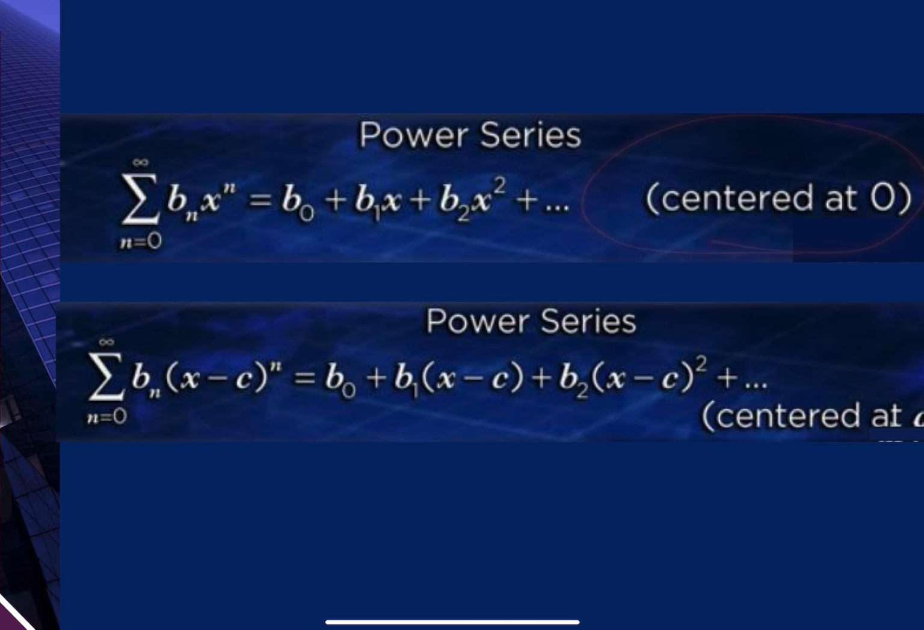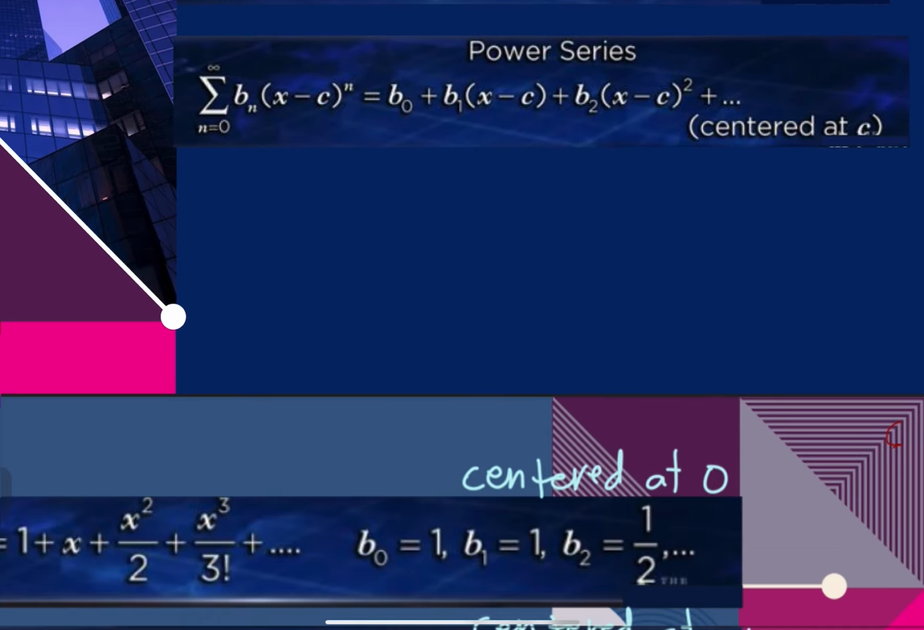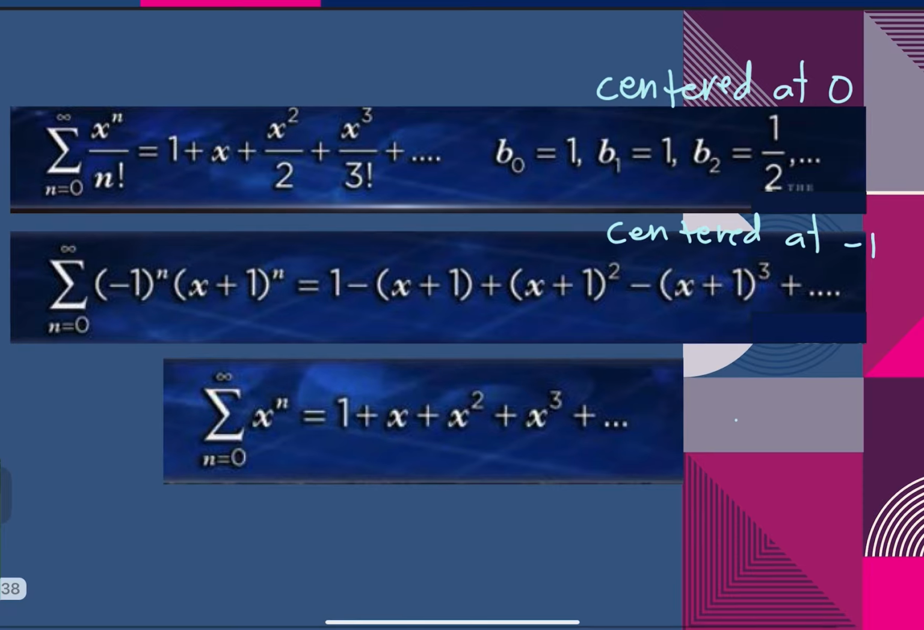But you could also have a power series centered at some other number, say c. And it would look like b sub n times x minus c to the n power. So it's kind of a shifted polynomial. So this one is a power series centered at an arbitrary number c. Okay? So here are some quick examples of power series.